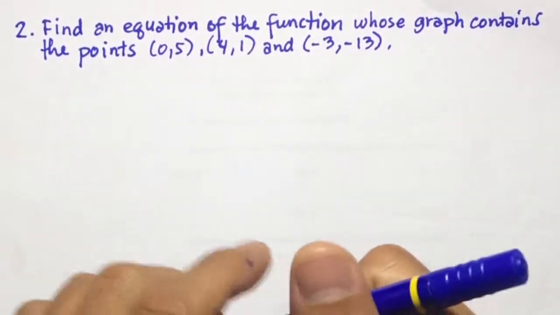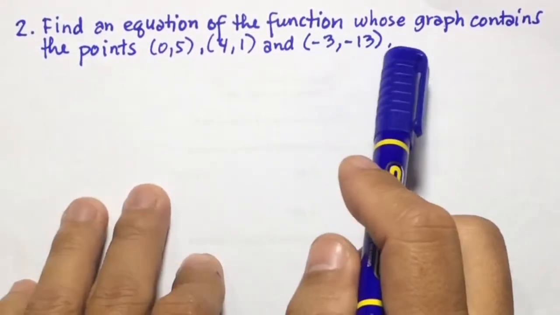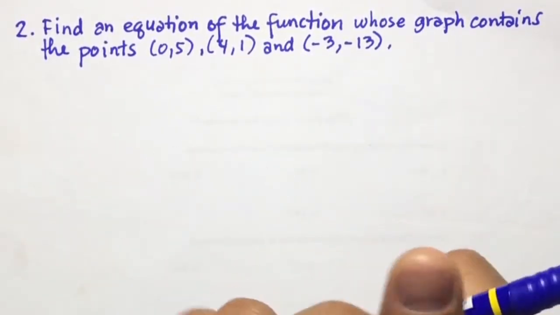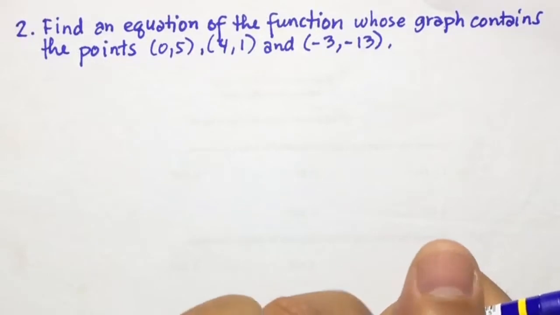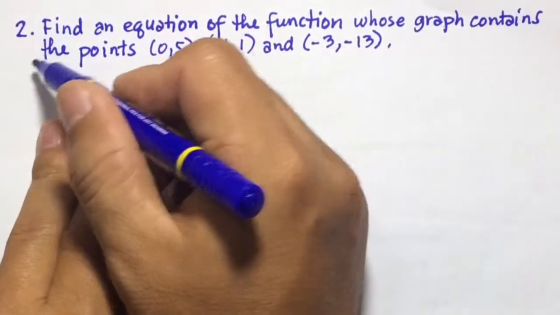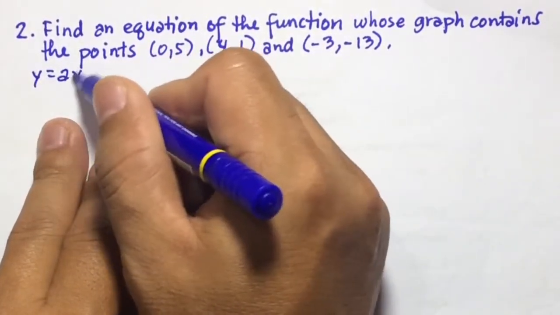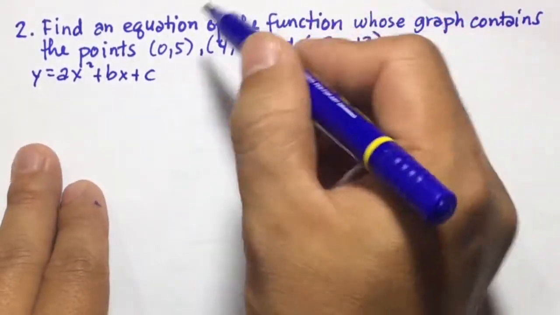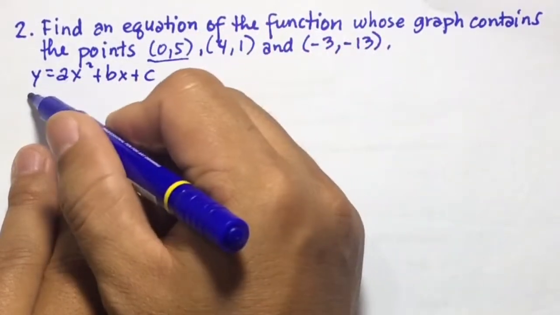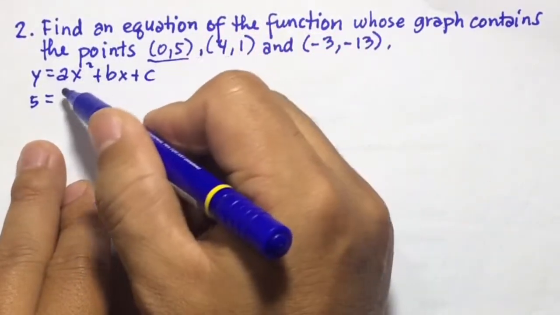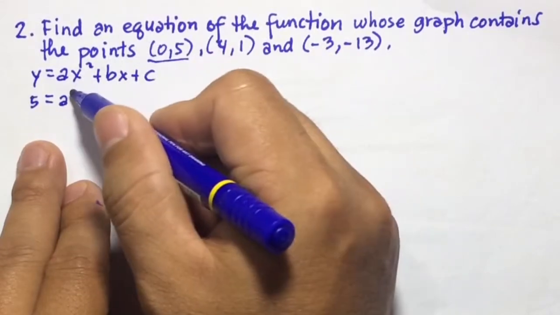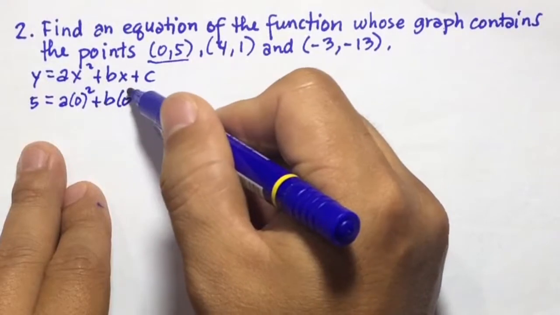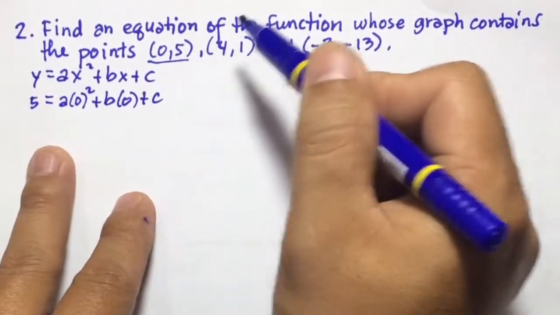Example number 2. Find an equation of the quadratic function whose graph contains the points (0, 5), (4, 1), and (-3, -13). So this is the same as number 1. We're going to use y equals ax squared plus bx plus c. Then using the first point, we have 5 equals a times 0 squared, plus b times 0, then plus c.